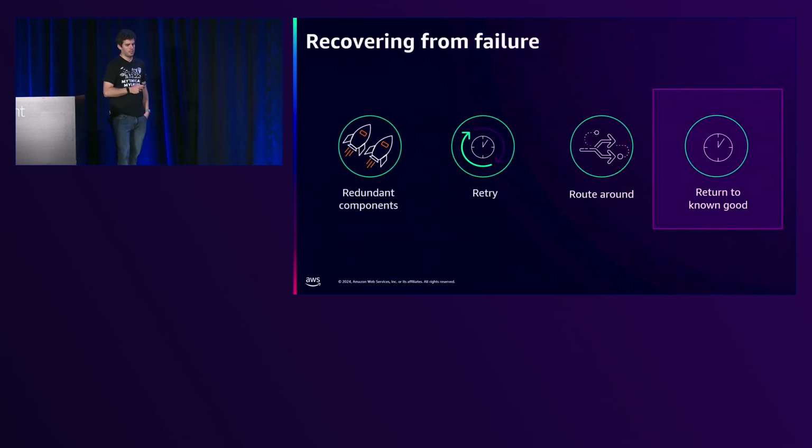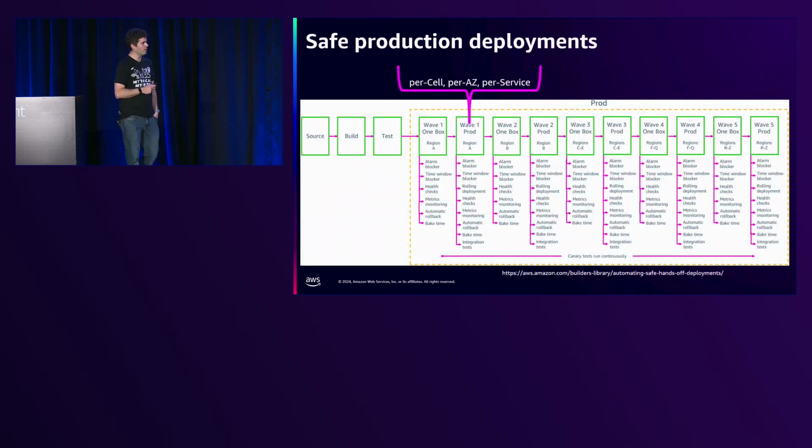I'm going to go through this. And the last bit we're going to focus on is returning to known good for your operation. So we have production deployments. This is an example from the white paper we have on the AWS Builders Library for what a production deployment sequence looks like for us.